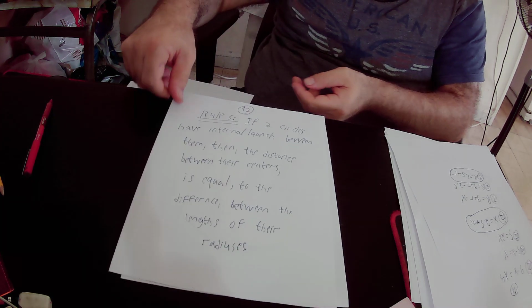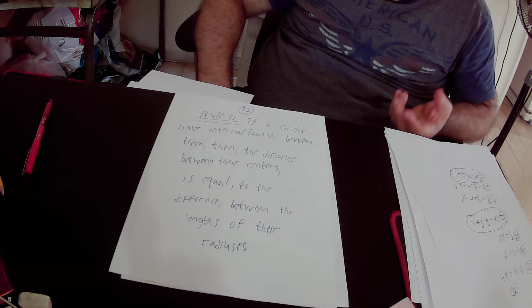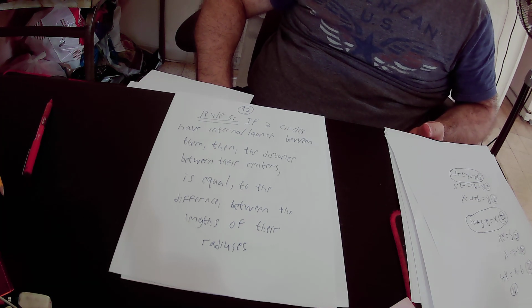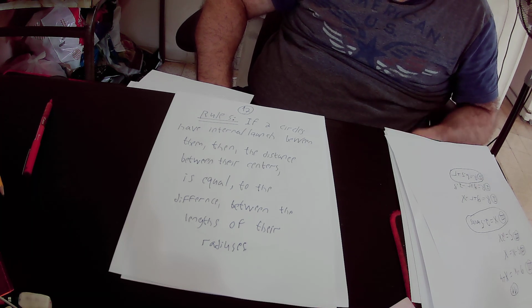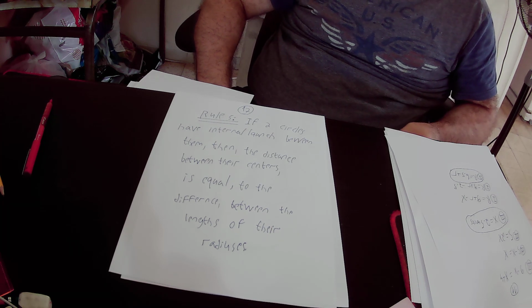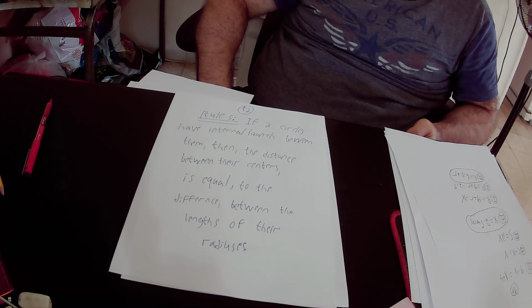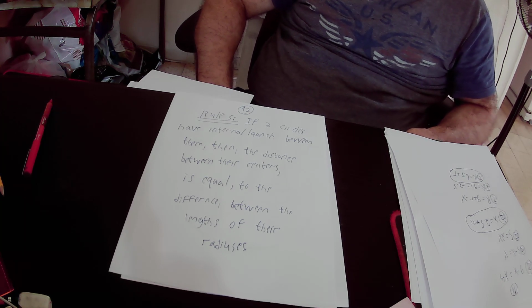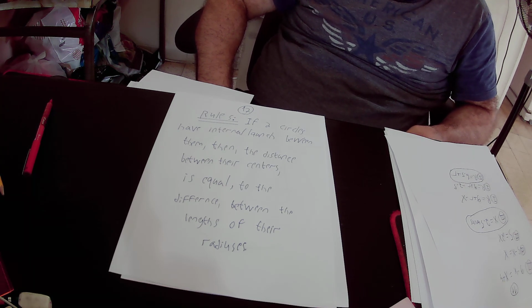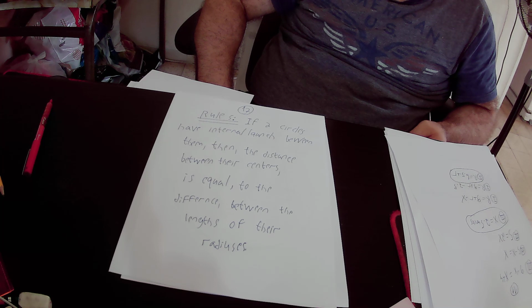According to rule number 5, if two circles touch each other internally, or if two circles have internal tangency between them, then the distance between their centers is equal to the difference between the lengths of their radiuses. So if two circles touch each other internally, and the distance is d, it must equal the difference between their radiuses. If R1 is the radius of the big circle and R2 is the radius of the small circle, then d must equal R1 minus R2 according to rule number 5.